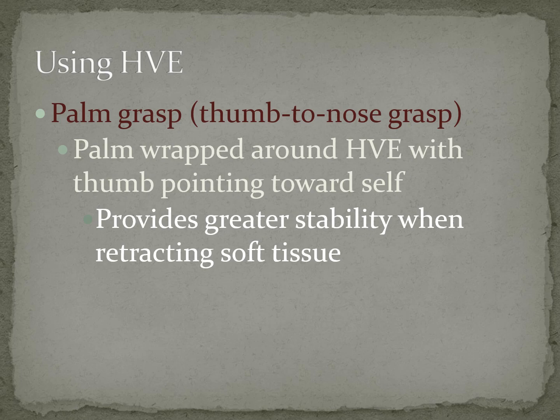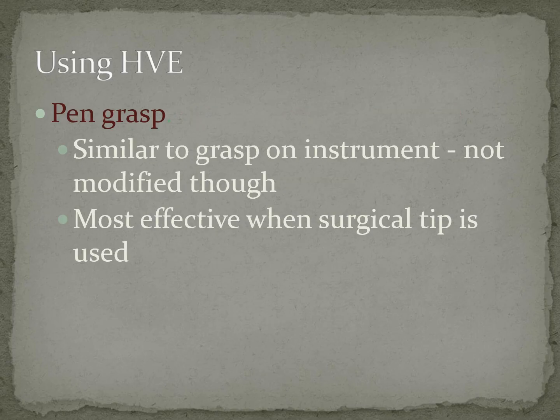How are we going to hold that HVE? Palm grasp. So that's thumb to nose grasp. So the palm is going to be wrapped around that HVE with the thumb pointing towards ourselves. So it provides greater stability when retracting that soft tissue. Okay, you want to try to keep the tip of the HVE away from soft tissue. You're going to want it on hard tissue if possible.